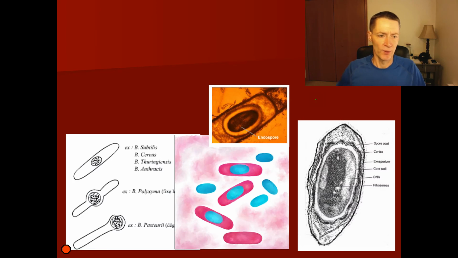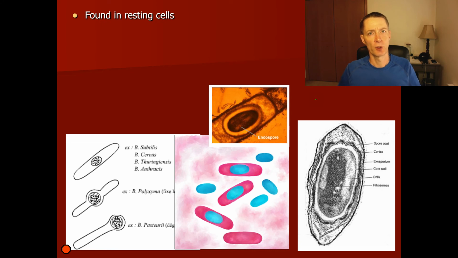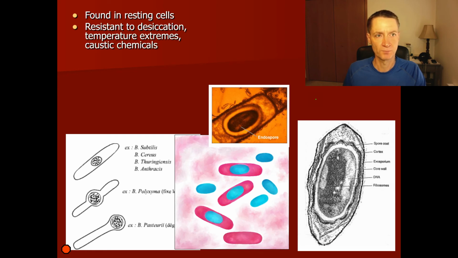All right, so a little bit more on sporulation, excuse me. This process is going to be found taking place in resting cells. So these cells have reached a point where they are fighting for nutrients, right? There's a limitation when it comes to nutrient levels.